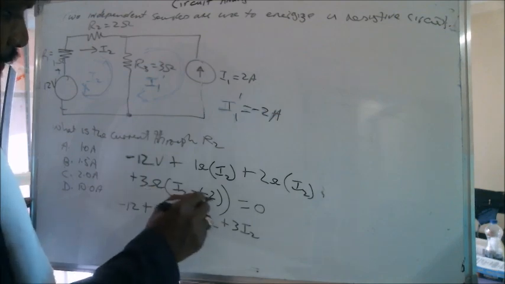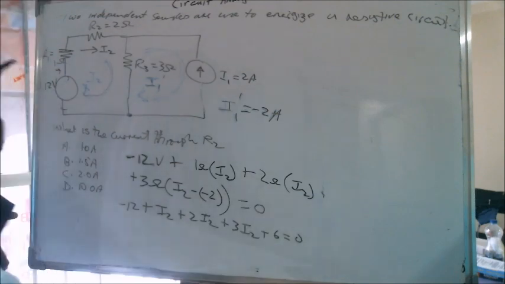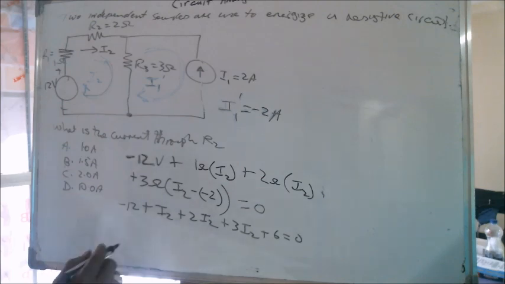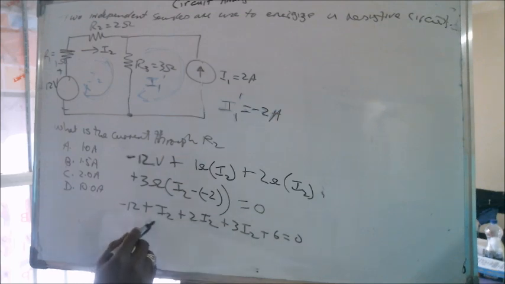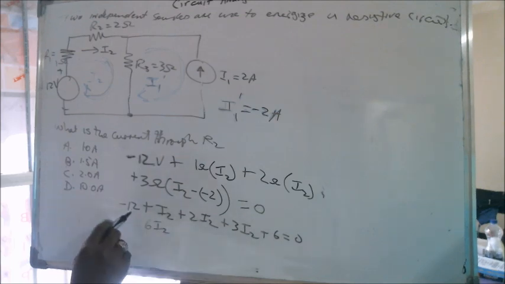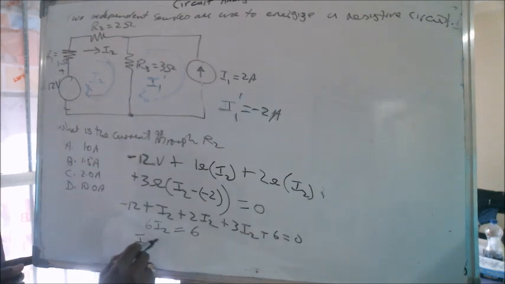Now, if we take the summation of the I2s and shift things around, you see that I2 plus 2I2 plus 3I2 is 6I2, and minus 12 plus 6 is minus 6. Bring it to the other side, and that's equal to 6. So I2 is equal to 1 amp. The correct answer is A.